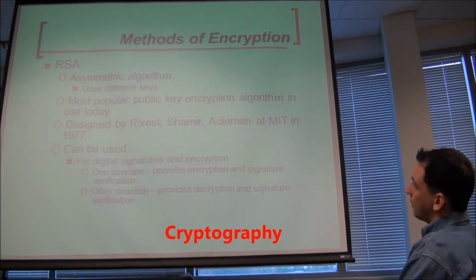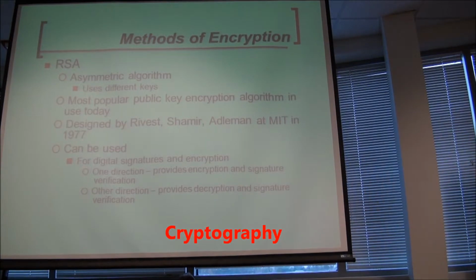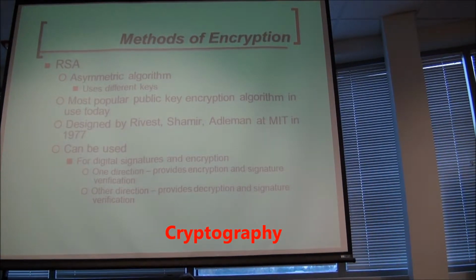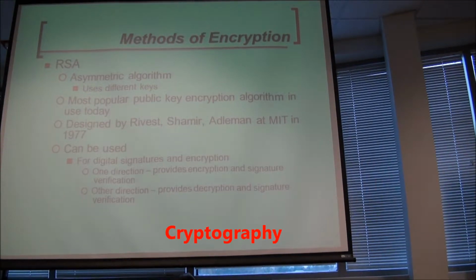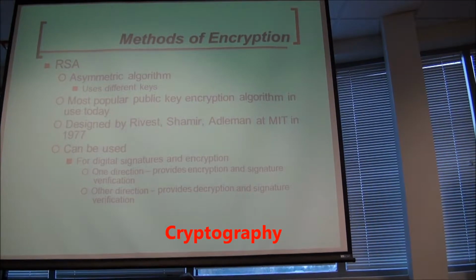RSA. It's asymmetric, uses public and private key systems. It is an extremely popular algorithm that was developed by Rivest, Shamir, and Adleman when they were at MIT in '77. It's used for digital signatures. And we've gone over the encrypting, decrypting process, the signing and verifying process.